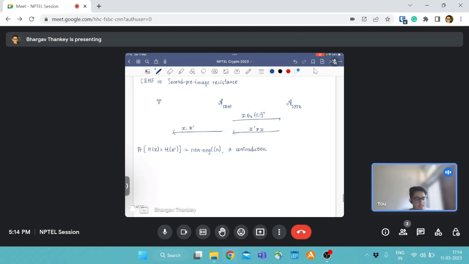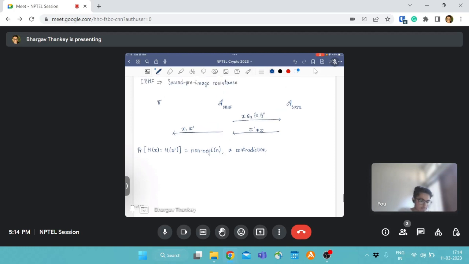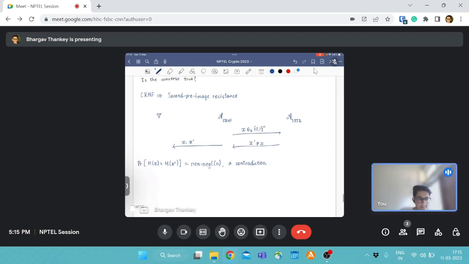Because by assumption, since H is CRHF, there cannot exist an efficient adversary, right? Is this fine? We assumed that there is a function H which is CRHF but not second preimage resistant. If it is not second preimage resistance, there must exist an adversary which can do this, right?